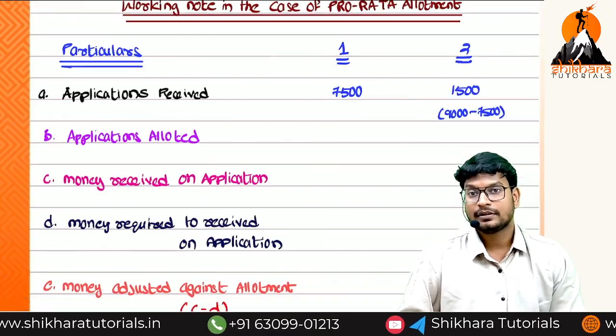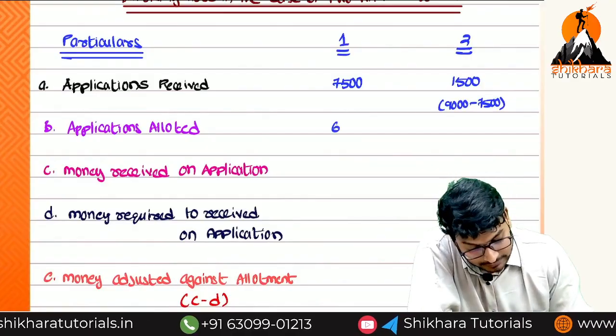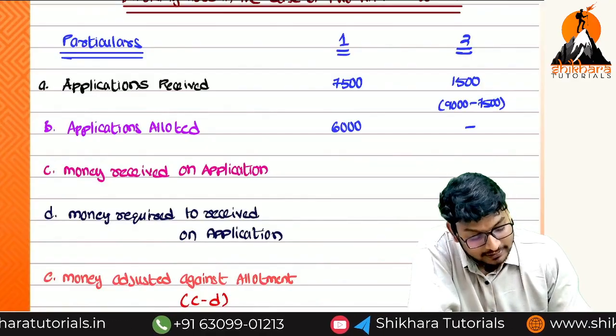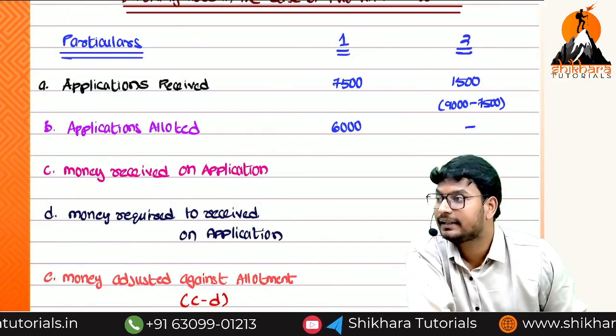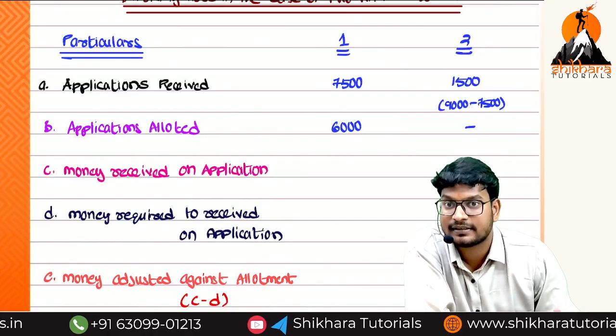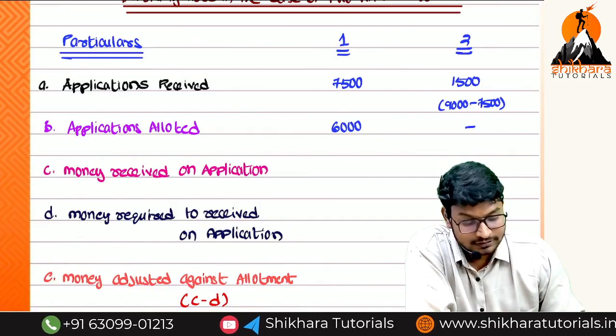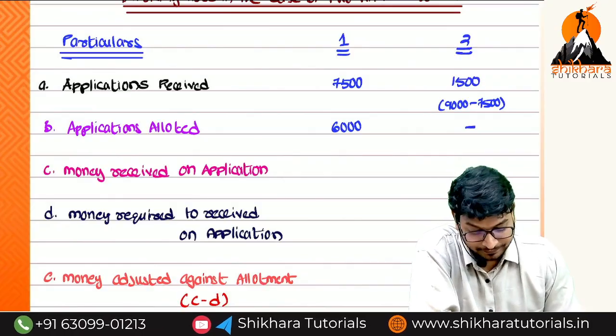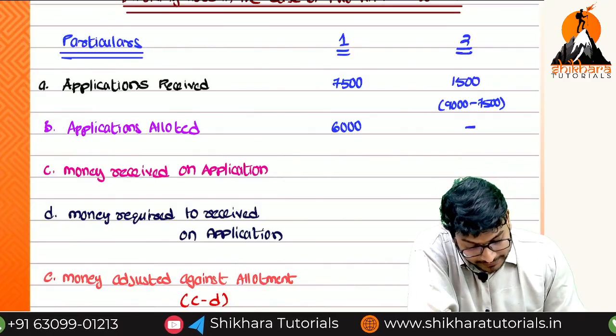Even though if you apply the 7,500, how many shares we have allotted? We have allotted 6,000. Here we have allotted anything? We have not allotted anything. Are you getting the point or not ma? So this 1,500 shares we have not allotted, we have rejected. So that is the reason I am putting what ma? Dash.